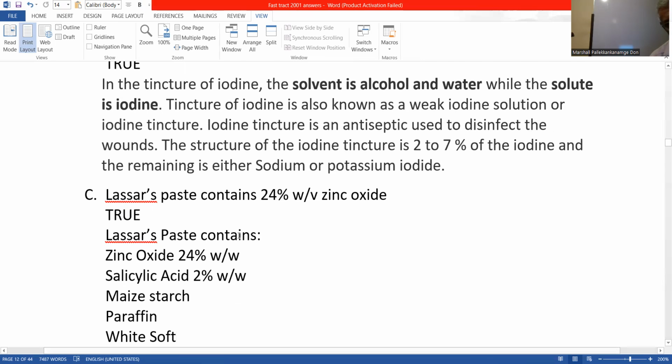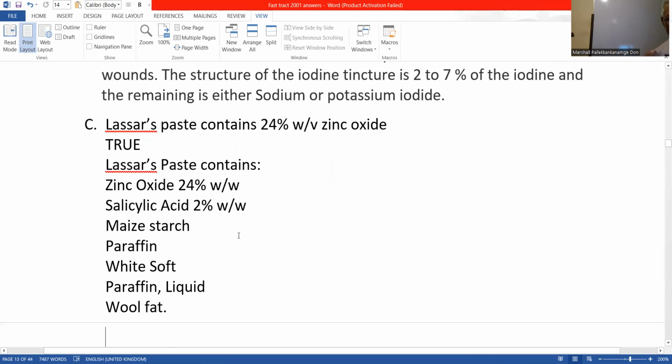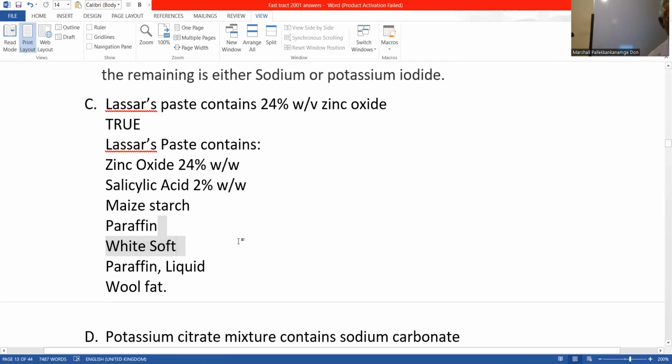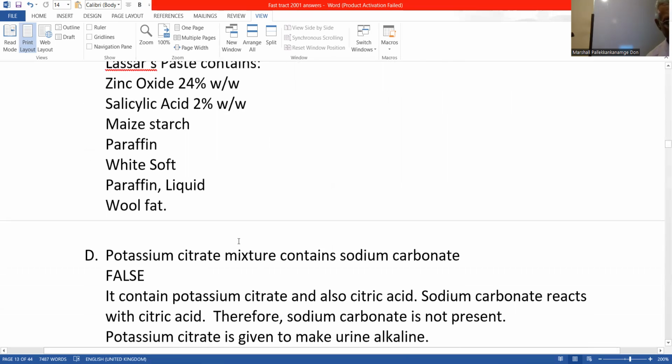Lassar's paste contains 24% weight by volume zinc oxide. That is true. Lassar's paste contains 24% zinc oxide, salicylic acid 2%, and other things in small quantities: paraffin, maize starch, and the base is white soft paraffin.